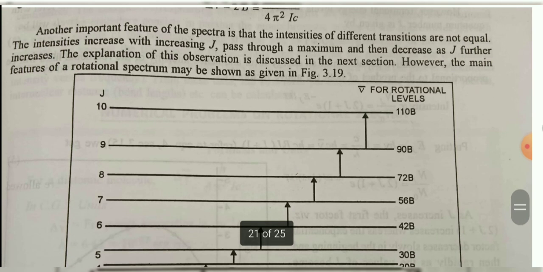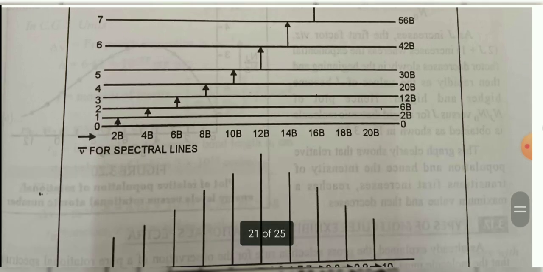Another important feature of the spectra is that the intensities of the different transitions are not equal. The intensities increase with increasing J, pass through a maximum and then decrease as J further increases. The explanation of this observation is discussed in the next section. However, the main feature of a rotational spectrum may be shown in figure 3.19.